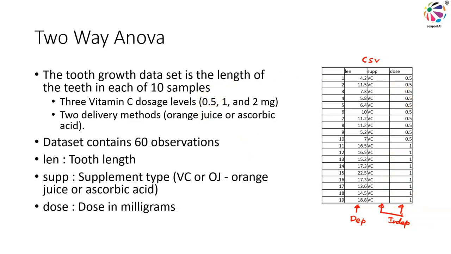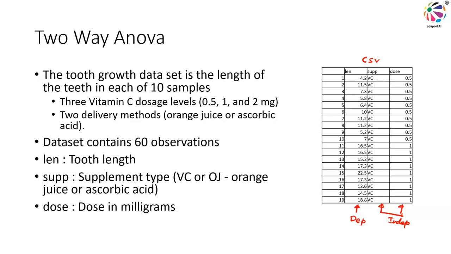The null hypothesis is that the average increase, which is what is denoted by len, the average increase is dependent on the dosage and the delivery method. So the null hypothesis is the average increase is the same across dosage and across delivery methods. The alternate hypothesis is that at least one of the methods results in a different average when it comes to increase in tooth length.